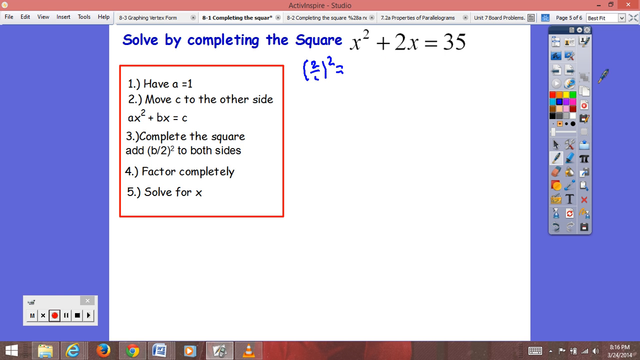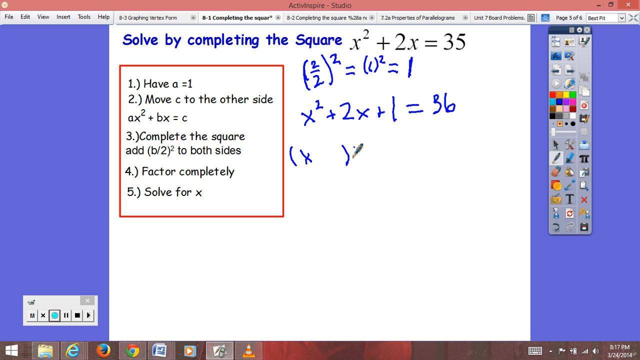It is 2 divided by 2 squared. Oh, whoops, excuse me. 2 divided by 2 is 1 squared equals 1. So we add 1 to both sides, gives us x squared plus 2x plus 1 equals 35 plus 1 is 36. So again, factor this left side.